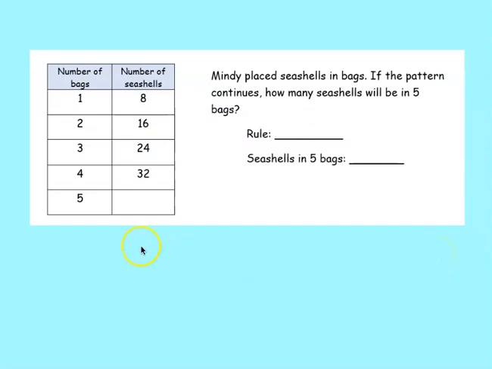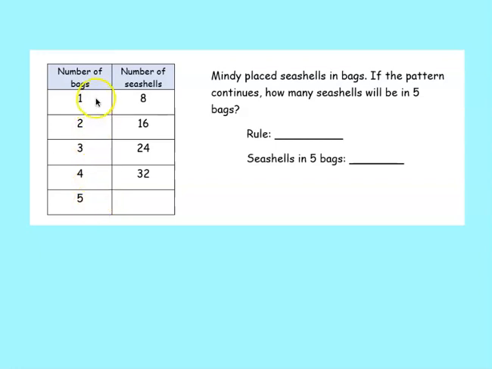Okay, boys and girls, here is our next table. Let's look to see what this one is, a little bit different this time. It doesn't say input and output, but we're still going to read our relationship table, reading from left to right like we always do. So I see a label that says number of bags. So I have 1 bag, 2 bags, 3 bags, 4 bags, and 5 bags.